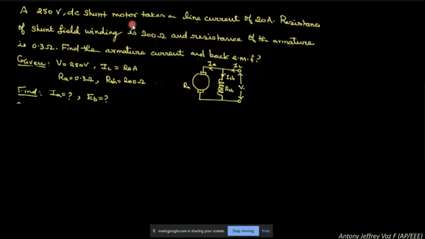A 250 volt DC shunt motor takes a line current of 20 amperes. Resistance of shunt field winding is 200 ohms, and the resistance of the armature is 0.3 ohms. Find the armature current and back EMF. Voltage is 250 volt, load current is 20 ampere, armature resistance is 0.3 ohm, and the shunt field resistance is 200 ohm. Okay, this is the shunt motor diagram. This is the voltage applied, this is the shunt field, and this is the armature winding. You need to find the armature current and the back EMF of the motor.